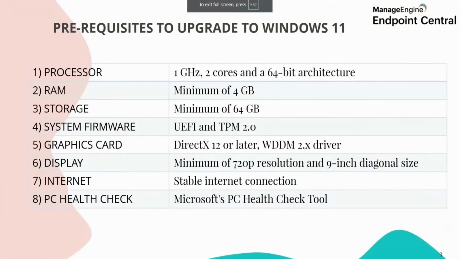Coming to internet connection, a stable internet connection is required to complete setup and download necessary updates. For Windows 11 Home Edition, a Microsoft account is also required to finish the initial setup. And last but not the least, before upgrading, run Microsoft's PC Health Check tool. This tool checks your system's compatibility with Windows 11 and offers guidance on any hardware upgrades you might need.